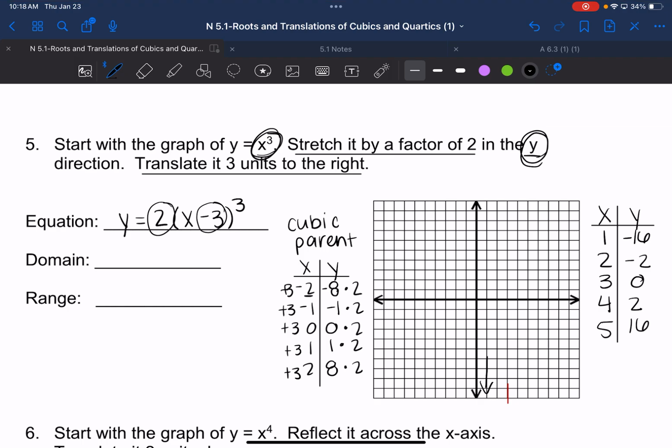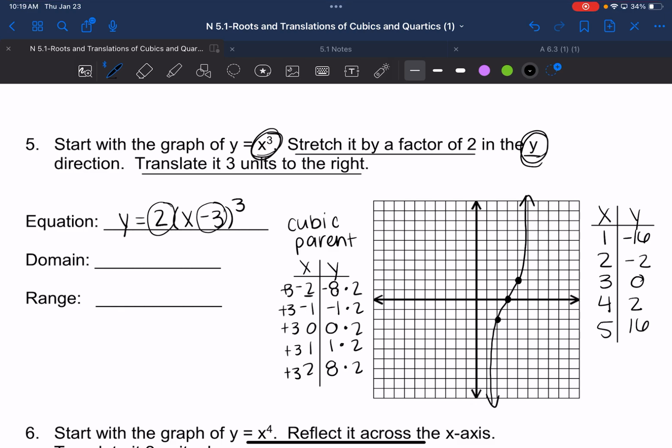Okay, so we're going to now plot these points, and it should be our transformed graph, right? So we've got a point at +1, -16. Not going to quite fit on our graph, right? So next point, +2, -2. That'll fit. Next point is at +3, 0. Then we got one at 4, 2. And that last one, 5, 16, that's not going to fit either, right? Okay, so we'll just connect these to give us our sketch. So it looks something like this, right?